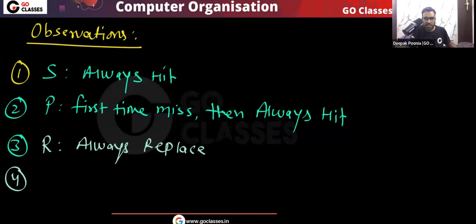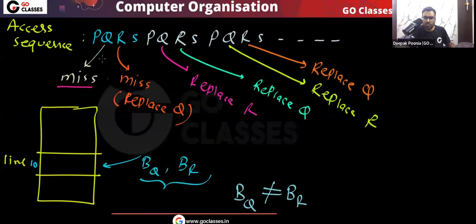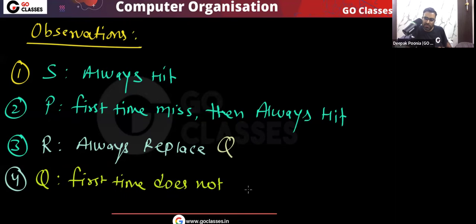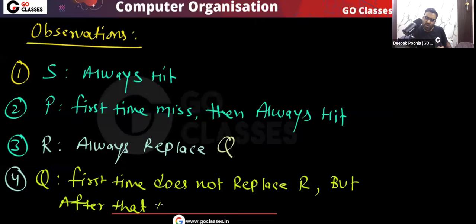For R, what can I say? I will say R will always replace Q. But can I say the same thing for Q? No. The first time, Q is not replacing R. R will always replace Q. But remember, this Q, first time it does not replace R, but after that, it always replaces R. Okay, is this clear?